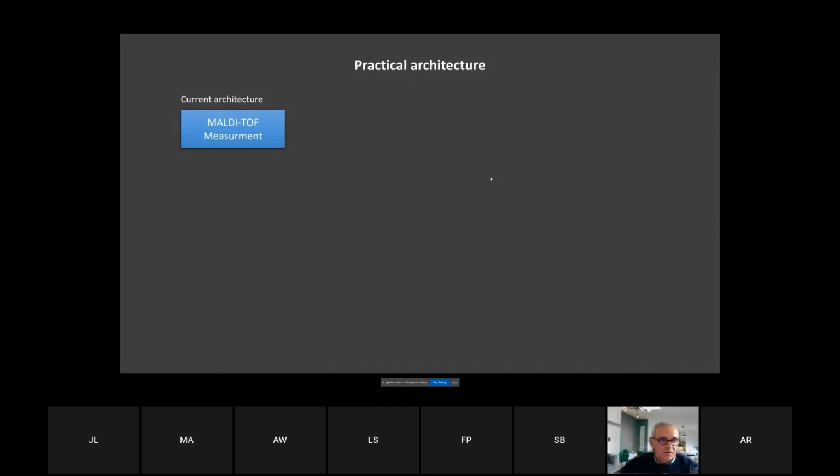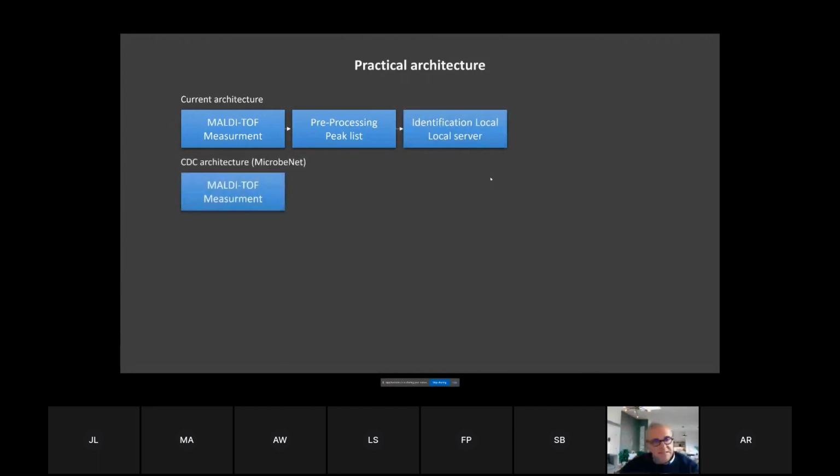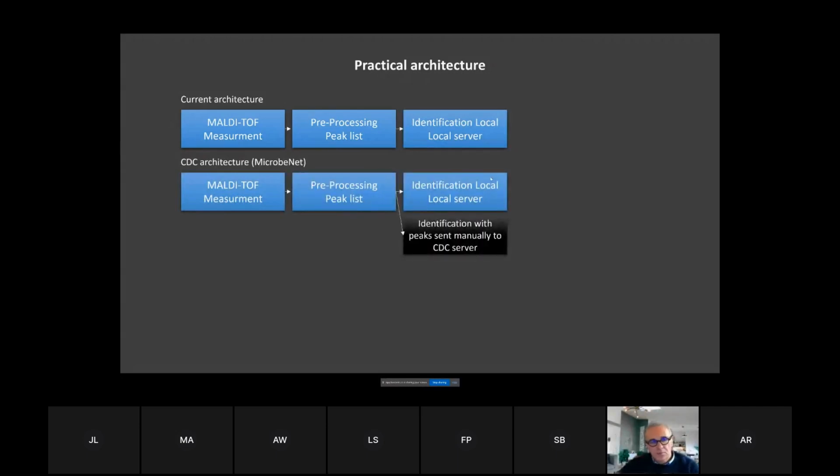So the current architecture is normally that when you have a MALDI-TOF, you do the measurement, you do the pre-processing, you get the peak list, and then you do the identification on the local server. At the CDC, it's very similar, but you can, in addition, upload your profiles, a bit like Sylvain has shown for the MALDI typer. And you can upload your profile, and then you get an identification using their reference database that contains a series of locally stored databases.